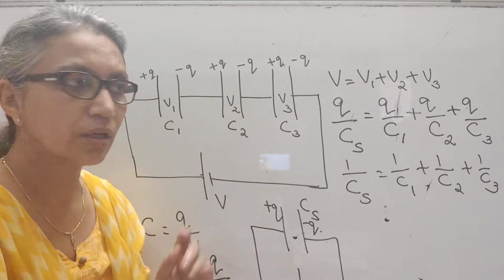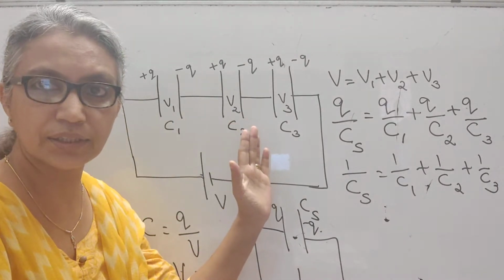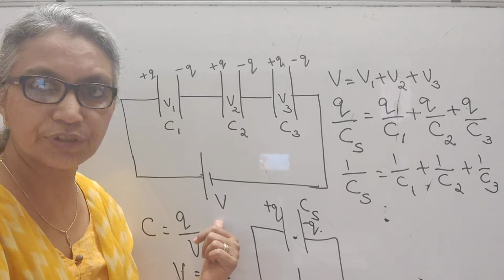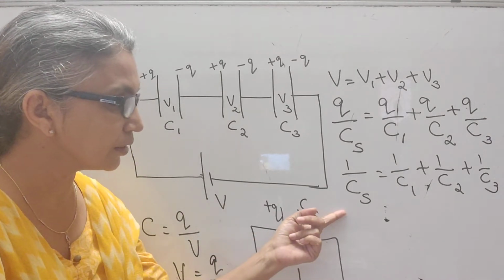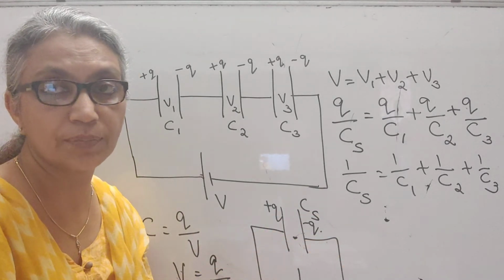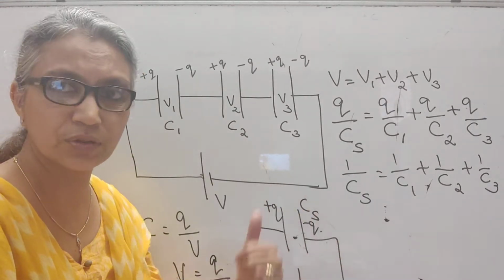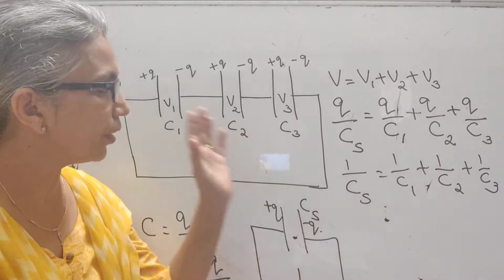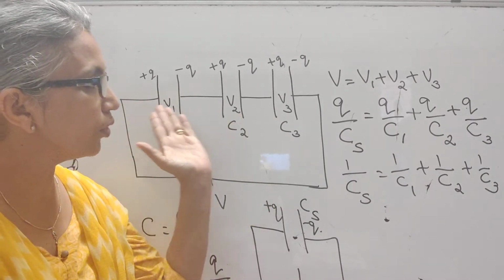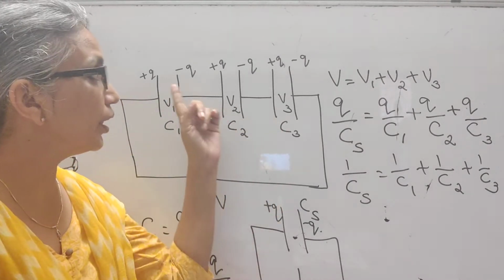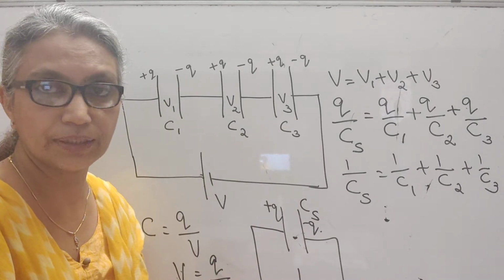So please remember, whenever there are capacitors in series connected to a potential difference V, the effective capacitance is 1 by CS equal to 1 by C1 plus 1 by C2 plus 1 by C3, which is exactly opposite to what we did in resistors. But since they are all in series, they will all carry the same current and they will all store the same charge on their plates.